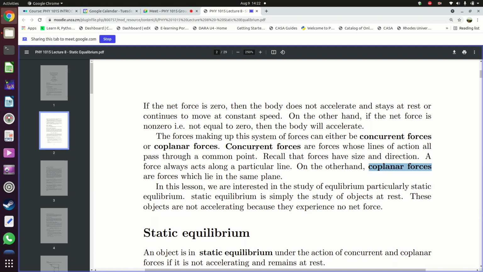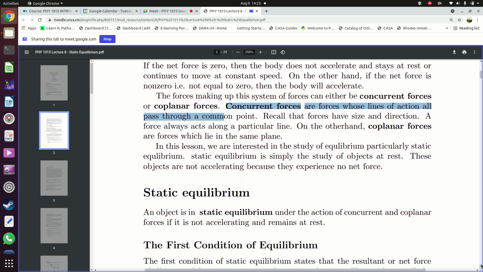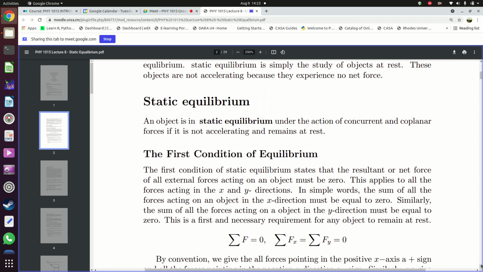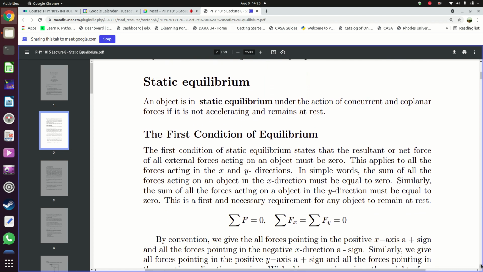If the forces you're talking about have lines of action that pass through a common point, then we refer to such forces as concurrent forces. Are we clear? Yes, sir. Okay, so we move on.